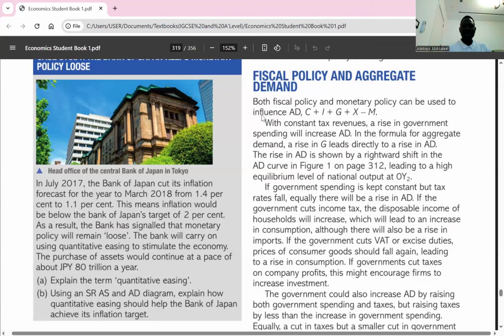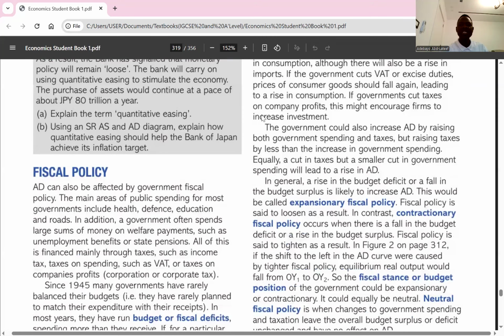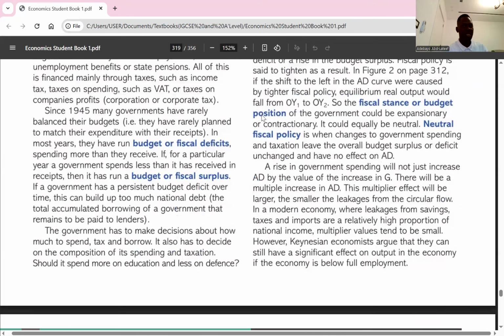Then we have what we call fiscal stance, which simply means the position of the budget. It's either a surplus, a deficit, or neutral. It is neutral if there's no change in government expenditure and government revenue. I think it's clear. Yes. Any question about that? No.